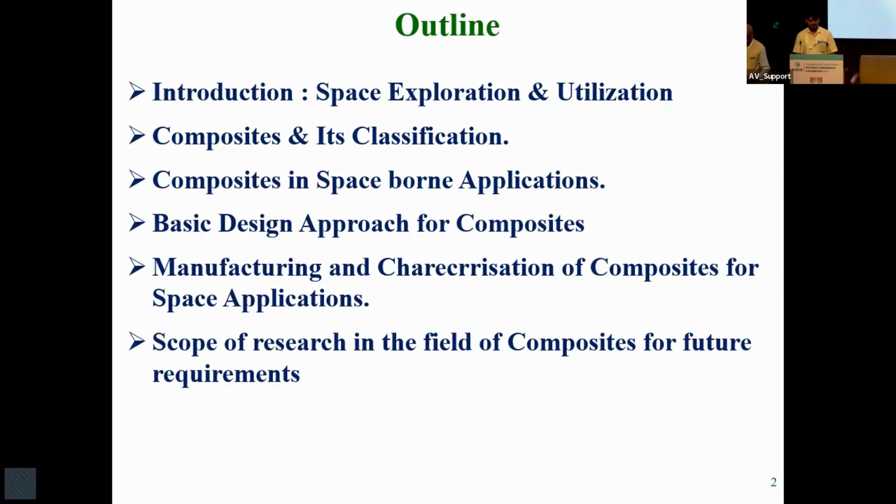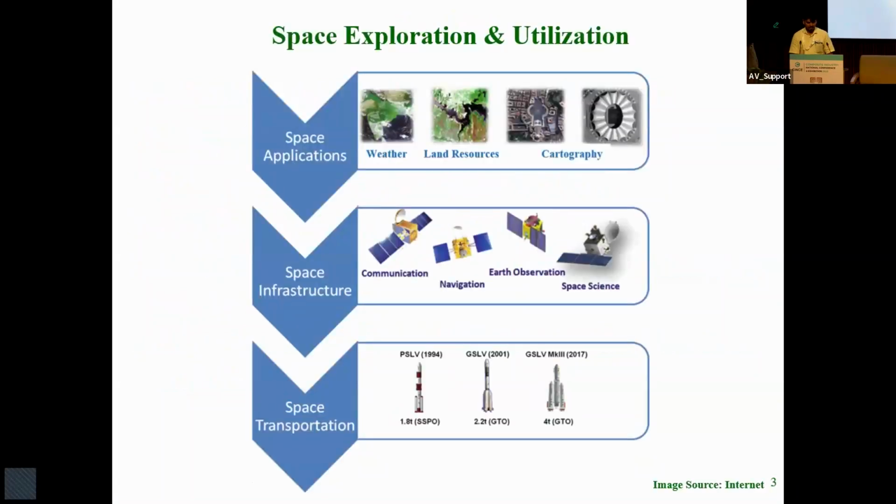Outline of the presentation goes like that: introduction, composites and their classification, composites in space-borne applications, basic design approach, manufacturing, and scope of the research. These are the three major characterizations of the space applications. Start with the space application, what is required, then space infrastructure, what is to be built, and how to build the spacecraft. It should be launched and placed in the correct orbit.